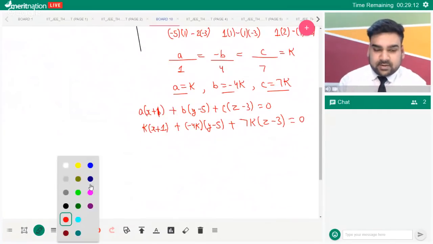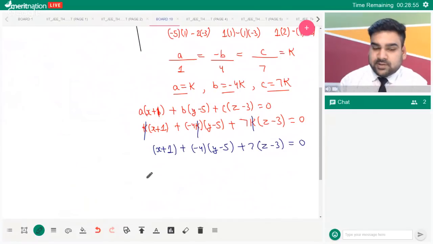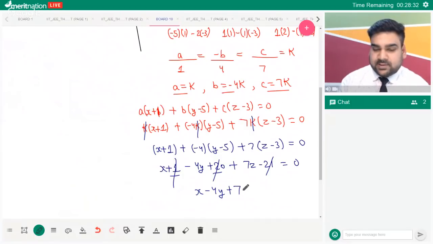If you notice something, now k, k, k, because the right hand side is 0, k will be cancelled out throughout the equation, and you will get (x plus 1) plus (minus 4) times (y minus 5) plus 7 times (z minus 3), that's equal to 0. If you simplify this, x plus 1 minus 4y plus 20 plus 7z minus 21, that's equal to 0. Minus 21 plus 20 plus 1, these terms will get cancelled out, and this is your required equation of the plane, x minus 4y plus 7z, that's equal to 0.